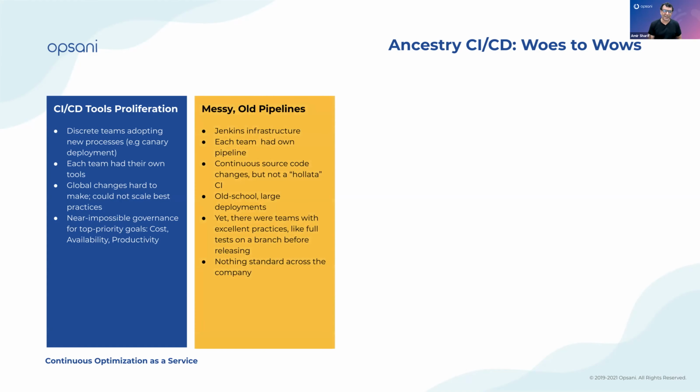And the issue also was kind of the approach. They had these messy old pipelines, and when I say messy old pipeline, I'm thinking of one of the tar sands pipelines. It was built on Jenkins, and every team again had their own pipelines, and there wasn't a whole lot of continuous integration. In most cases, source code was being changed directly on the main trunk, and so they would rely on this old school large deployment, not incremental changes, and things were much slower than they should have been.